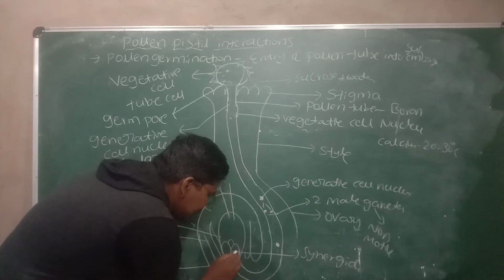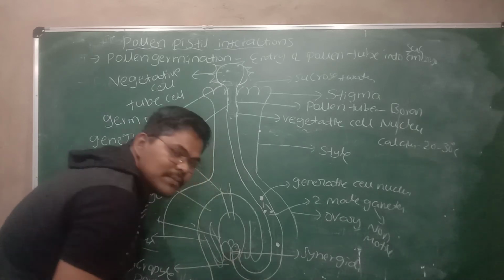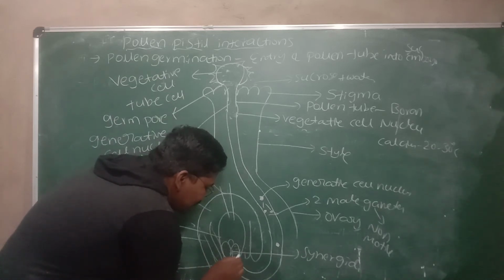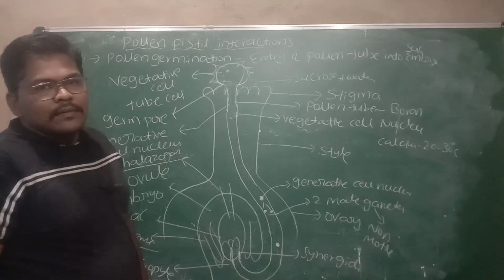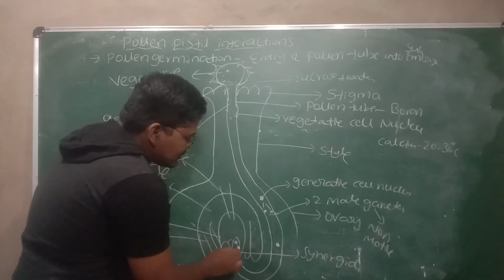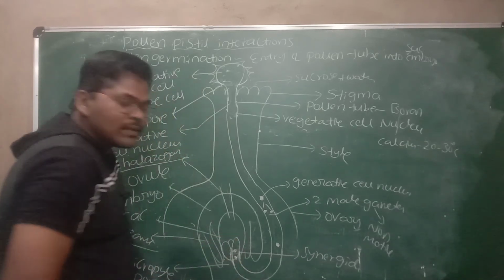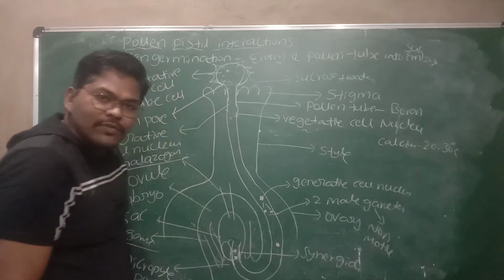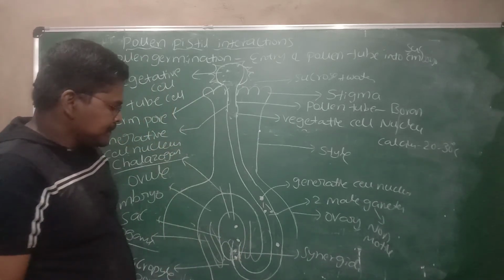Okay. After that, what happens? One of the synergids degenerates. Then the pollen tube and the filiform apparatus present in the synergid guide the entry of the pollen tube into it. The pollen tube enters the embryo sac with any one of the synergids. Then after entry of the pollen tube into the embryo sac, this is the vegetative cell nucleus. These are the two gametes. The vegetative cell nucleus will disappear because of endosmosis. The tip of the pollen tube ruptures, which leads to the release of two male gametes into the embryo sac.